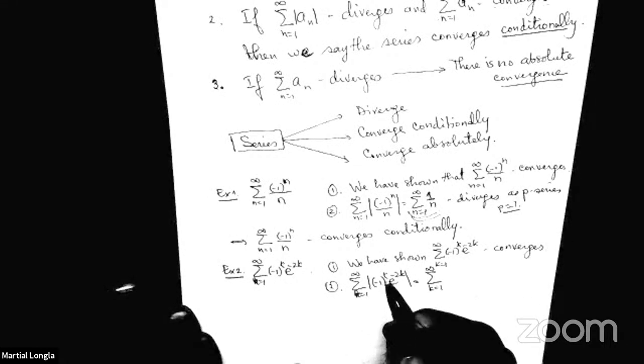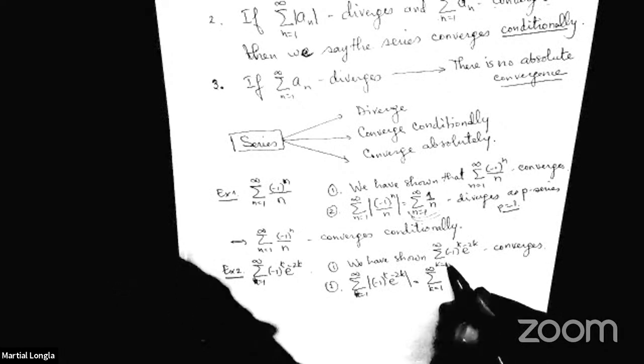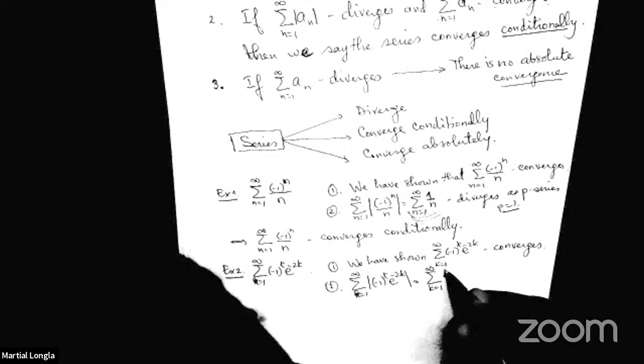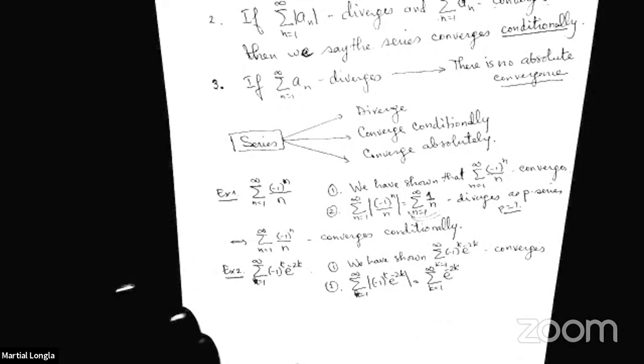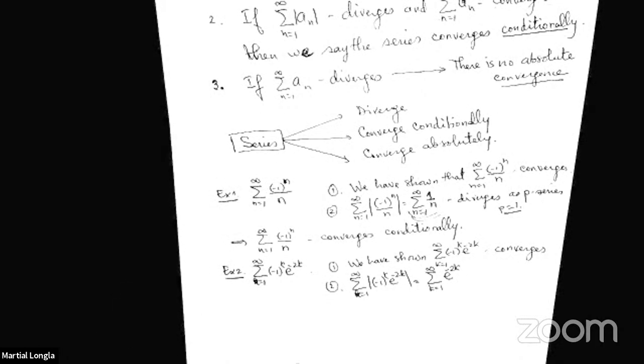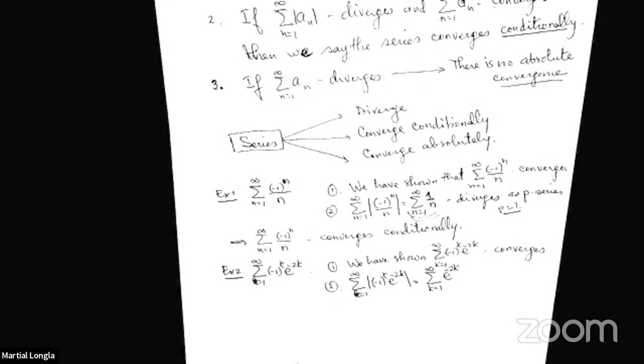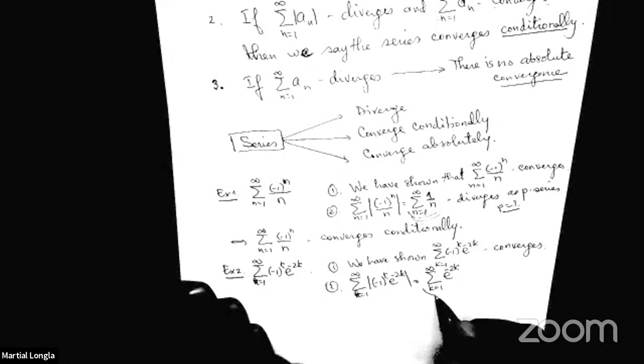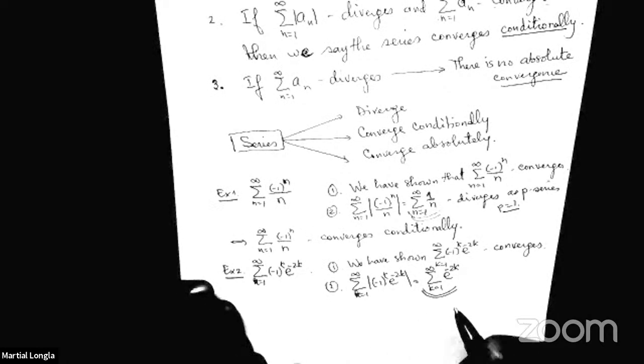And this sum is nothing but the sum k from 1 to infinity. The absolute value in this case gets rid of (-1)^k. So that's the sum of e^(-2k). What do you think? Does this one converge or not? And first of all, the best question is, what type of series is this?